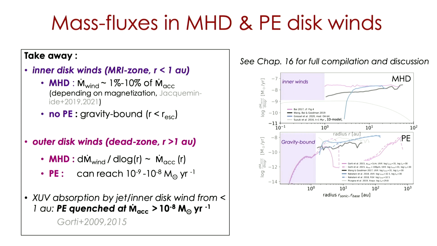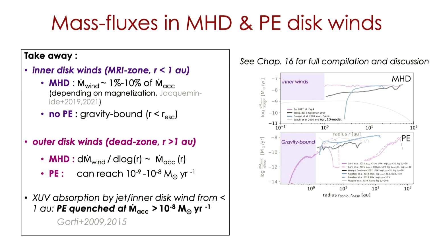In terms of mass fluxes, how does that translate? In our chapter, we give a full compilation of different models in terms of the mass flux per log r as a function of radius. And here, I won't discuss all of these in detail because I don't have time, and I refer you to the chapter for a full discussion. But the takeaway message is the following.